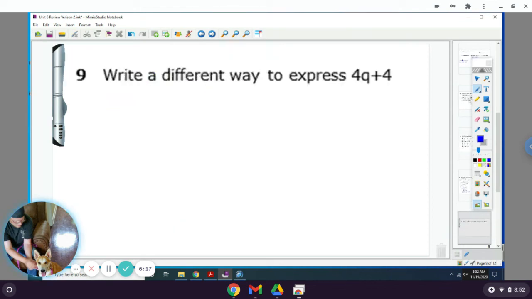9. Write a different way to express 4q plus 4. So the way you could do this is you do q plus q plus q plus q plus 4. It's the same thing as 4q plus 4.